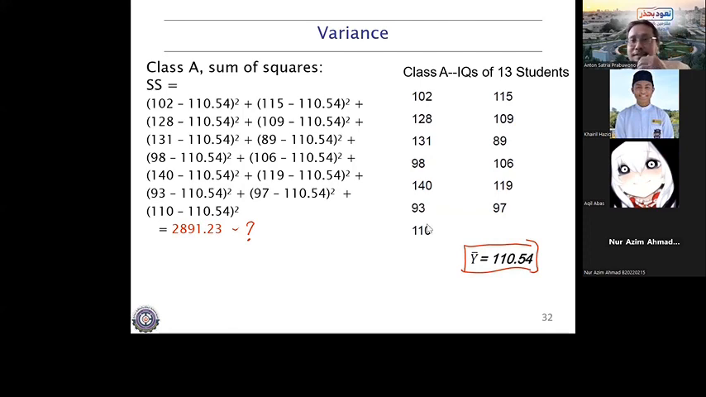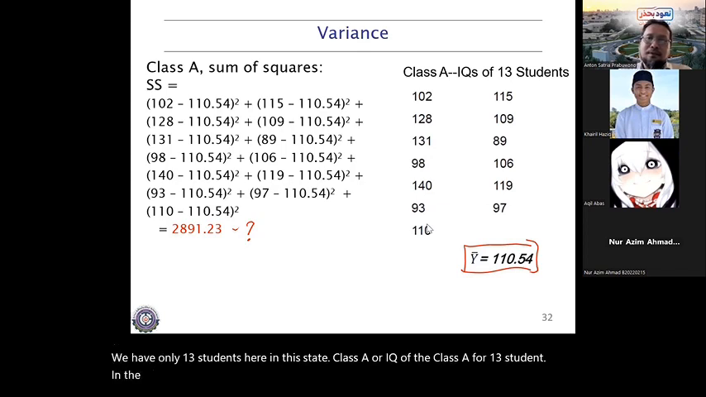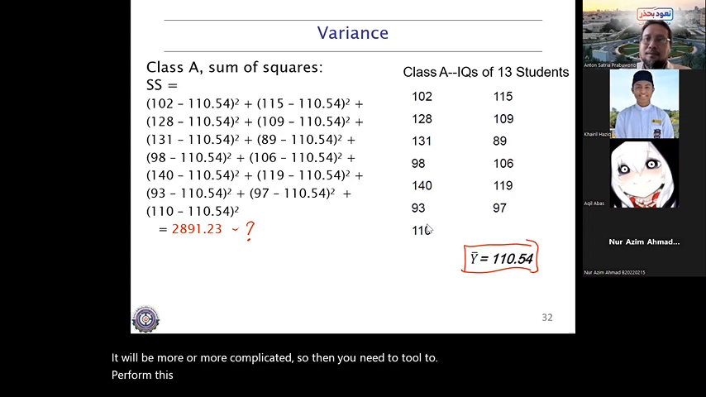Because this is just 13 data, right? We have only 13 students here in this data, the IQ of class A for 13 students. So we have 13 data. So what happens if, let's say, we have 50 data? Of course it will be more complex or more complicated. So then you need a tool to perform this calculation. Otherwise, maybe we will miss some numbers.